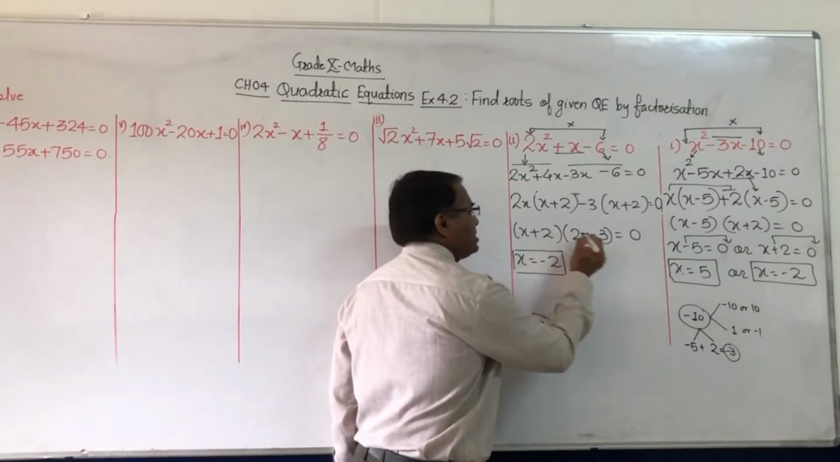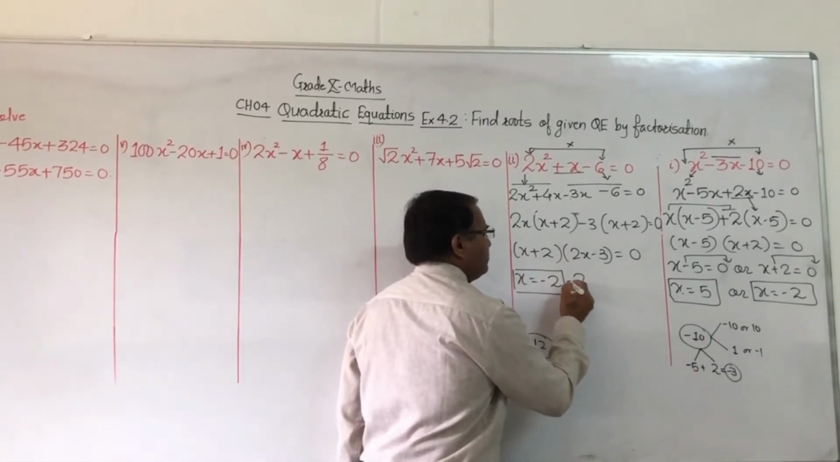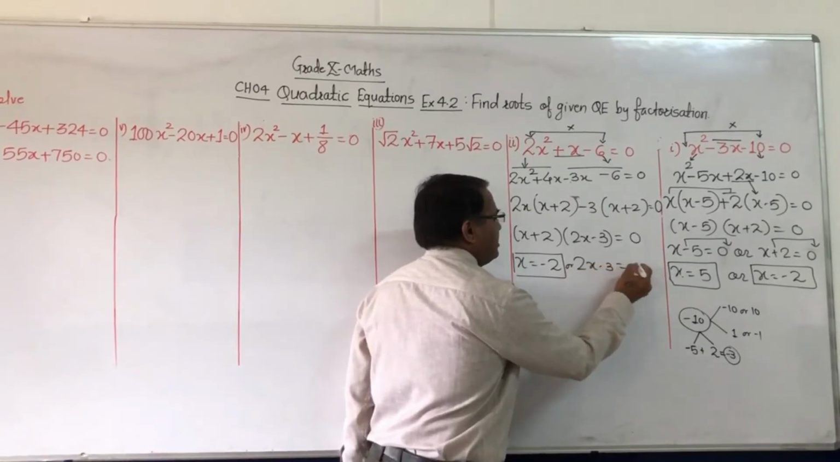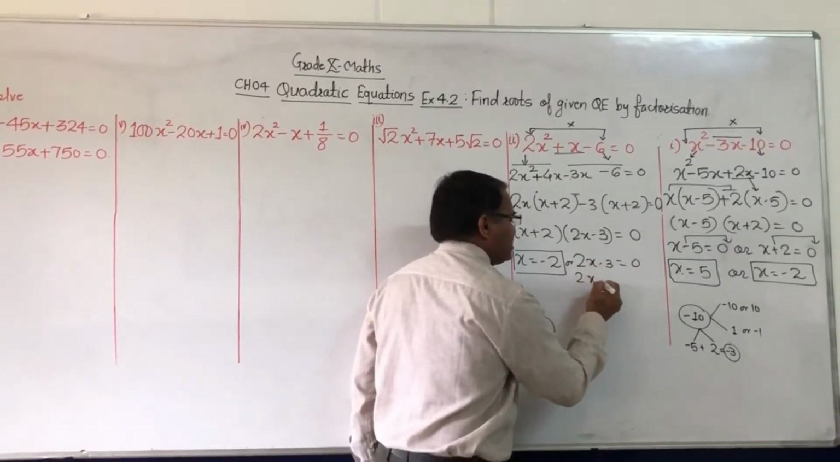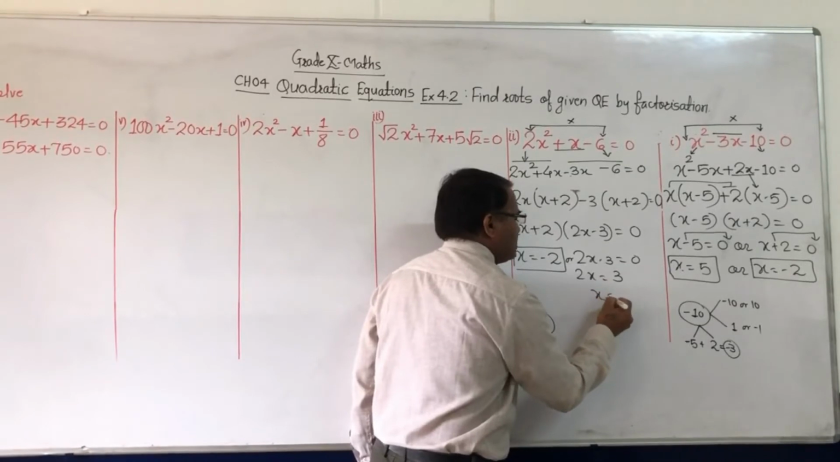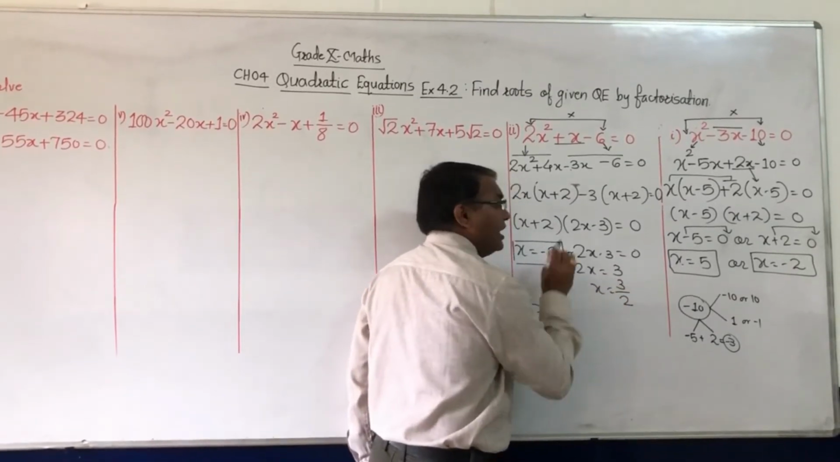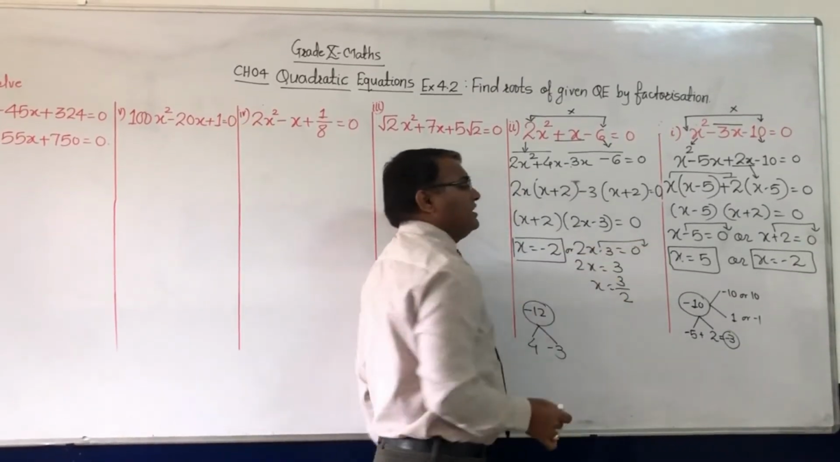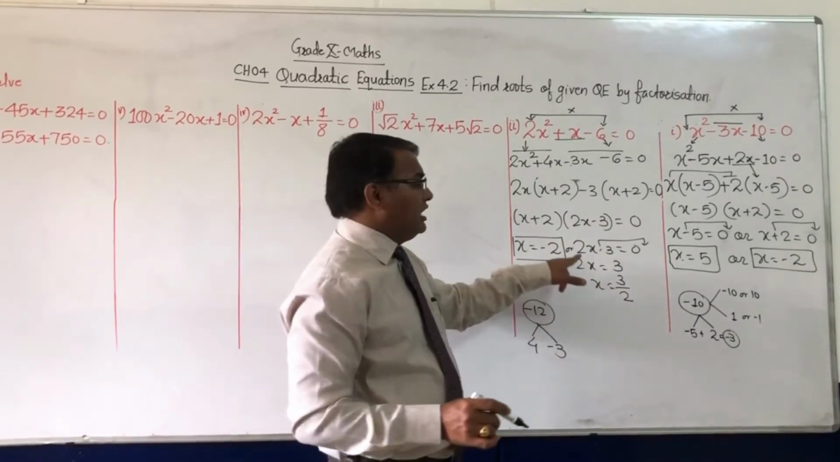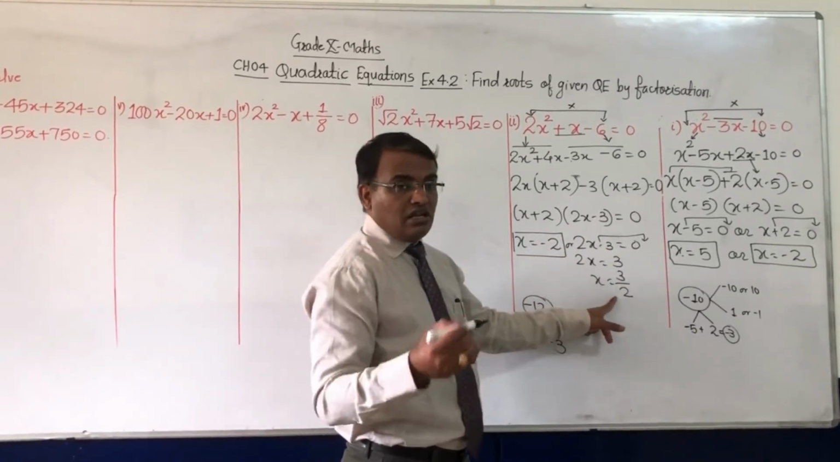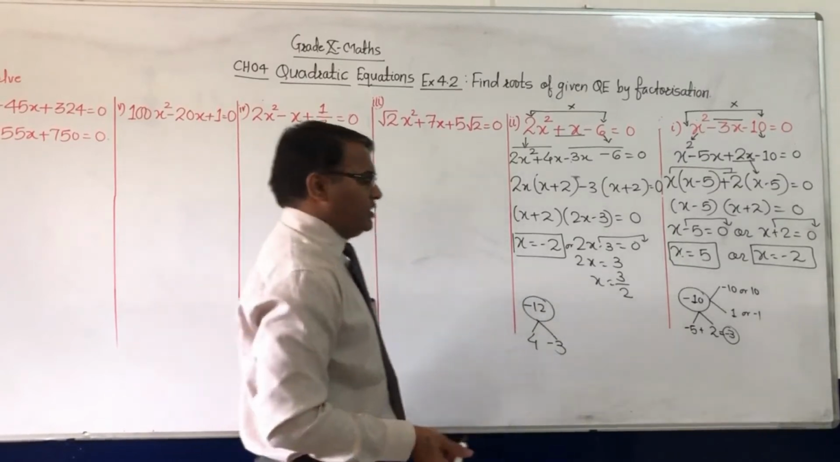Right, and here it will be 2x minus 3 like this. So 2x is equal to 3. So x is equal to 3 by 2. Again same thing. Minus operation became plus. Then multiplication operation became divide, the opposite one.